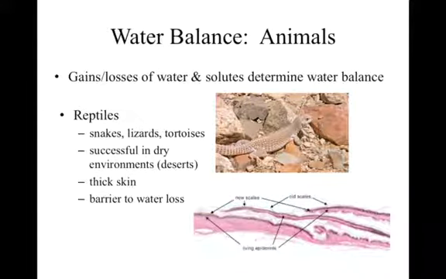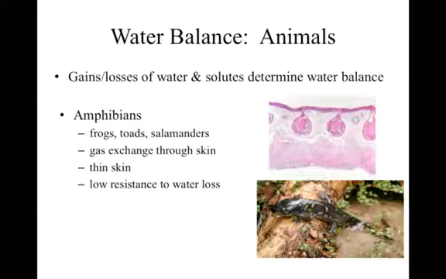All right. So reptiles, snakes, lizards, tortoises, like the desert iguana here, they tend to be very successful in dry environments, and that is because they have that thick skin that forms a barrier to water loss. Amphibians tend to have taken the opposite strategy. These are frogs, toads, and salamanders. They actually maintain that gas exchange through the skin, and they have a very thin skin, and so they're very low resistance to water loss. They're at the other extreme.